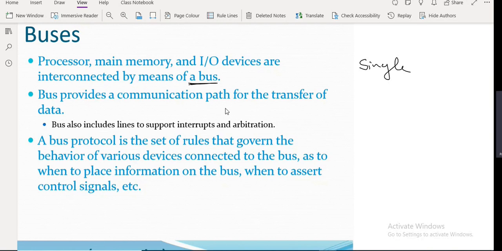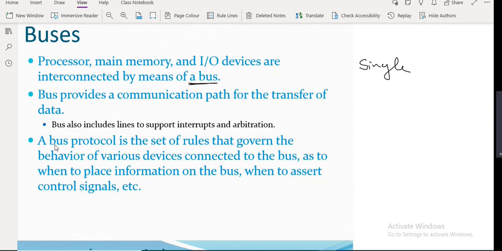Bus provides a communication path for transferring the data. Whatever it is, either the program or the data required by the program, everything to be transferred from main memory to the processor has to go through the bus. So about bus accessing we have discussed. Now we'll look into this bus, how data transmission takes place in terms of timing diagram.